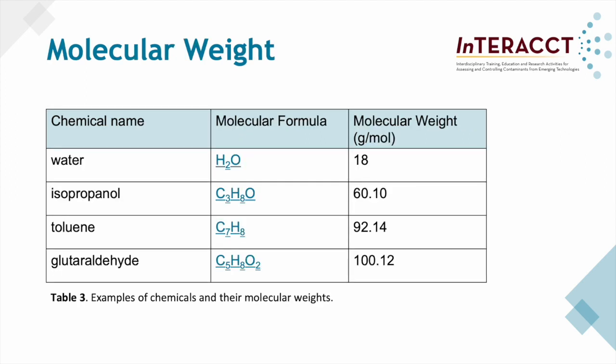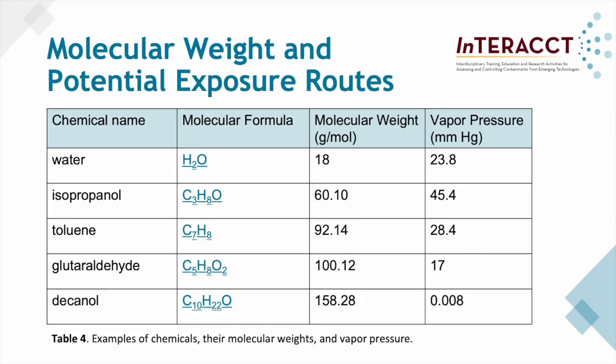The SI unit for molecular weight is grams per mole. In the table shown here, you can see examples of chemicals and their molecular weights. Lower molecular weight molecules, such as water and isopropanol, tend to have higher vapor pressures and thus are more likely to evaporate into the air, where they can be inhaled, are increasingly associated with respiratory sensitization, and pass through skin more easily, representing dermal exposure risks.